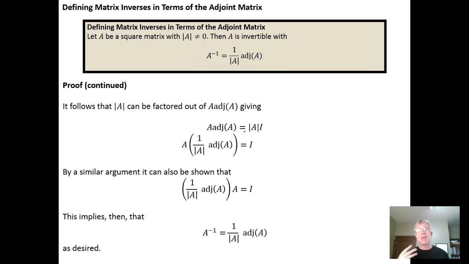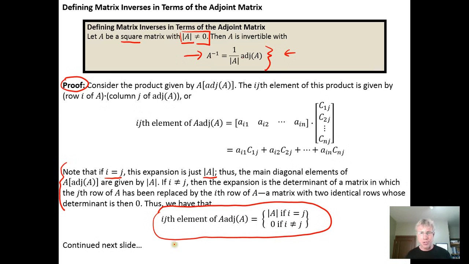Why is the circled piece right here true? If this is true, the proof plays out pretty easily.